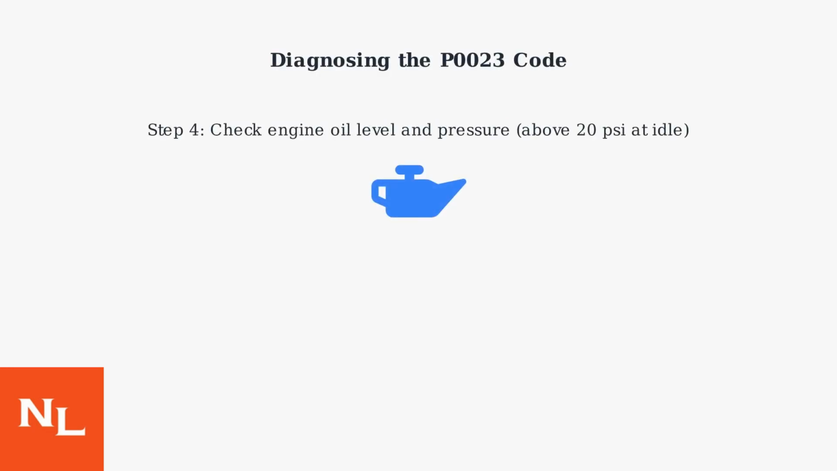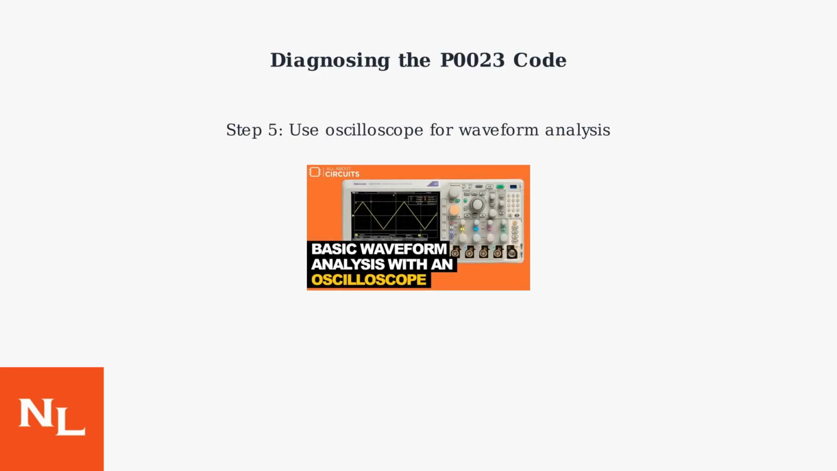Verify the engine oil level and pressure. Low oil pressure or insufficient oil can prevent the camshaft actuator from functioning properly. Oil pressure should be above 20 psi at idle. For advanced diagnosis, use an oscilloscope to analyze the actuator circuit's waveform. This helps pinpoint electrical signals and timing issues that may not be detected by basic testing.